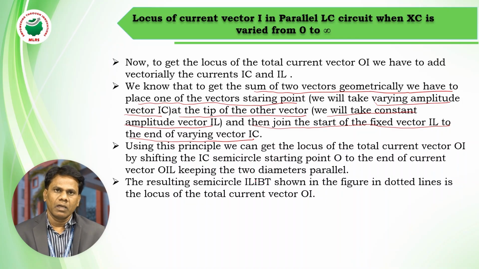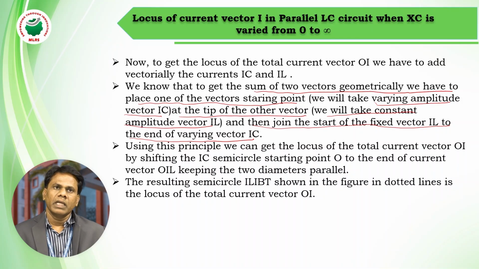If you want to draw the locus diagram of the total current I in an LC circuit, this is the principle we are using: the sum of two vectors geometrically. Here IC and IL are the two vectors. I drew the locus diagram of IC by varying XC from 0 to infinity. That is the path traced by the current vector IC, the locus of the variable element XC.